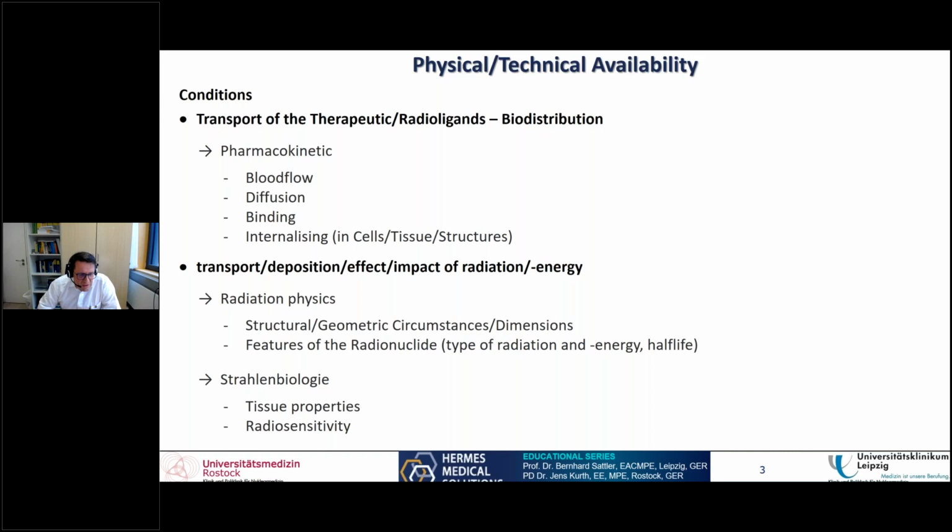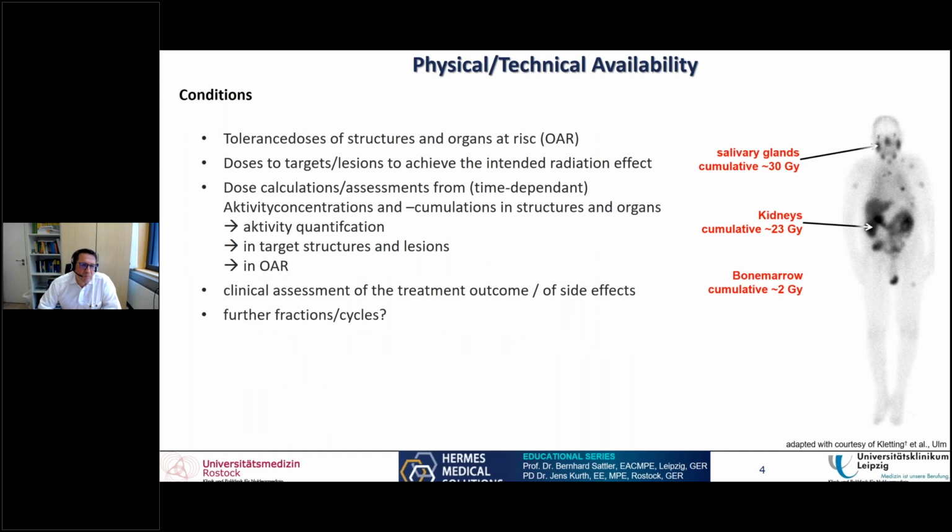And here you see, that was formerly a German talk, it's about tissue properties and radiosensitivity of the tissues we want to irradiate. We have tolerance doses to consider for these structures and organs at risk, and doses to the targets and lesions that we have to achieve to reach an intended radiation effect.